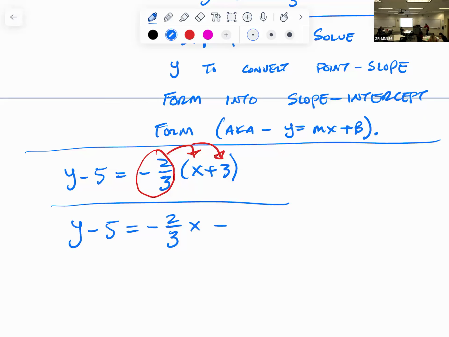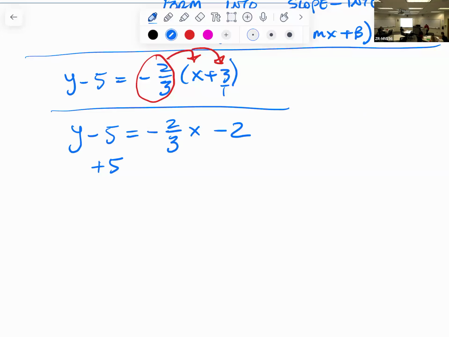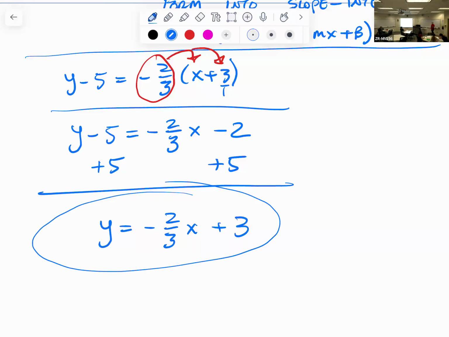And then, I could write this out slower, but -2/3 times 3, what does that become? -2, right? Because remember, that's just 3/1. So that's quick math right there. That's what we like to see. And then last step, add 5 to both sides. And I found the slope intercept form from the point slope form.